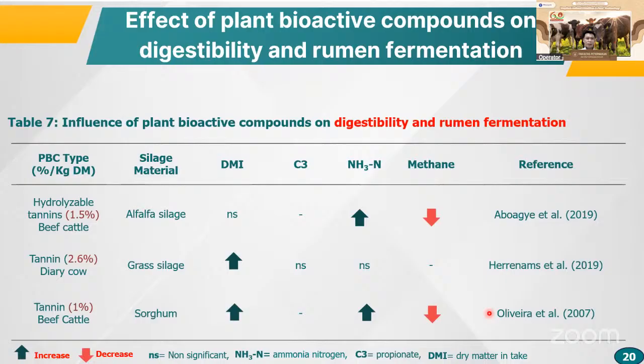Table 7 shows the effect of plant bioactive compounds on digestibility and rumen fermentation. It was found that in beef cattle or dairy cows fed with silage material, the results show that dry matter intake and ammonia nitrogen can be enhanced, whereas methane production can be reduced when supplemented with silage at the last source.